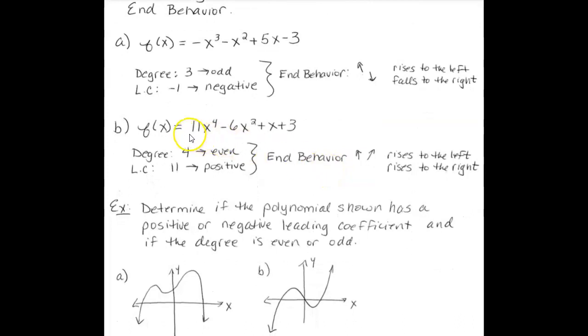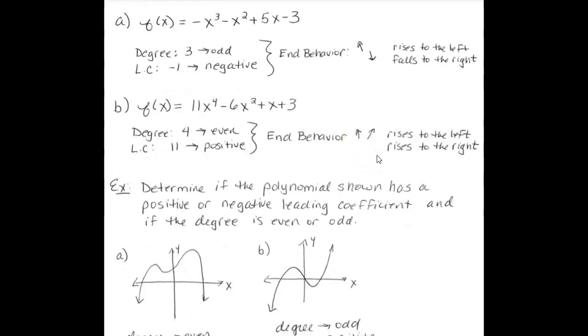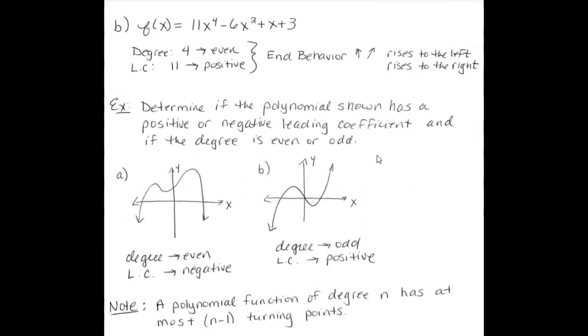For the next example, the coefficient is 11 and the degree is 4. So the degree is an even number and the coefficient is a positive number. So end behavior for an even degree positive coefficient is rises on the left, rises on the right. We should also be able to use that rule backwards.